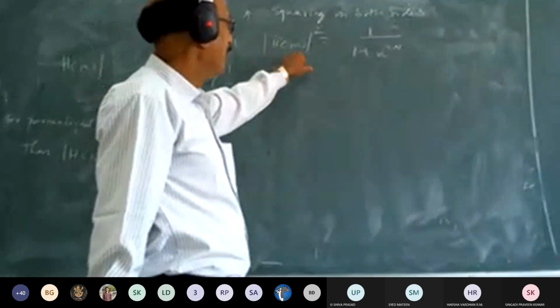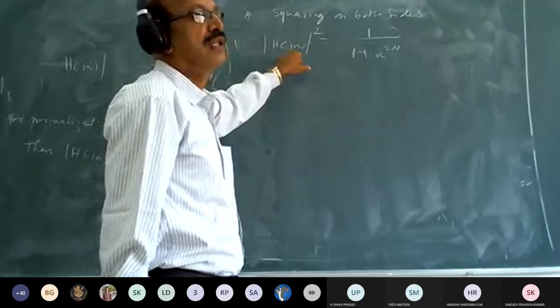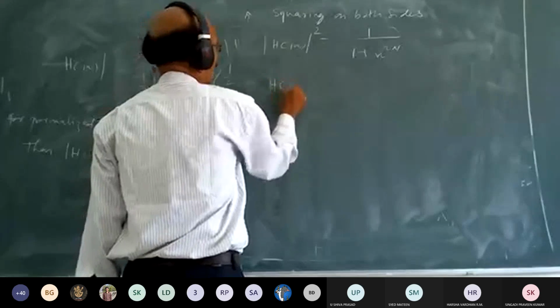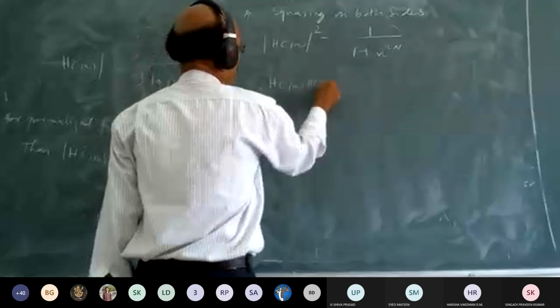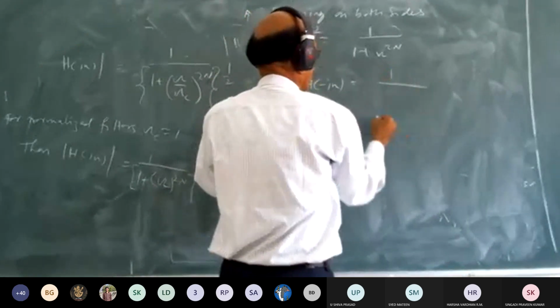See, H(jω) is a complex quantity. Therefore, the magnitude squared can be written as H(jω) into H(−jω). So this is equal to 1 divided by 1 plus ω to the power 2n.